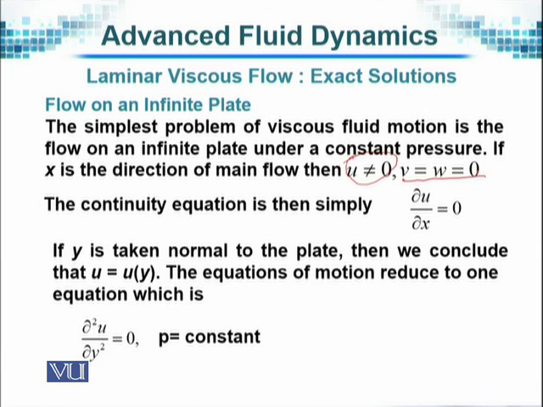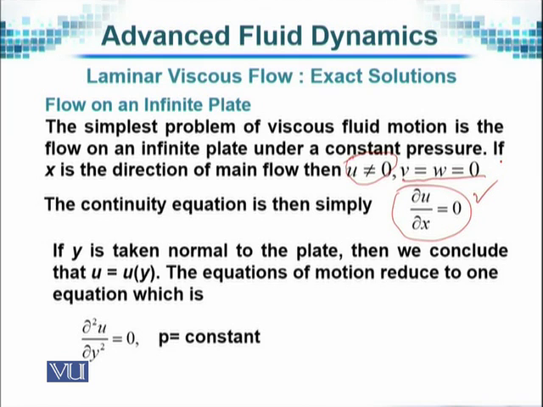And the continuity equation will also be simply du by dx, the partial derivatives, and since v and w are zero, those partial derivatives vanish. So the only non-zero derivative that may or may not have contribution will be this one. And of course, for some motion to take place, this has to be non-zero. If u is zero, then we will conclude that there is no motion at all.